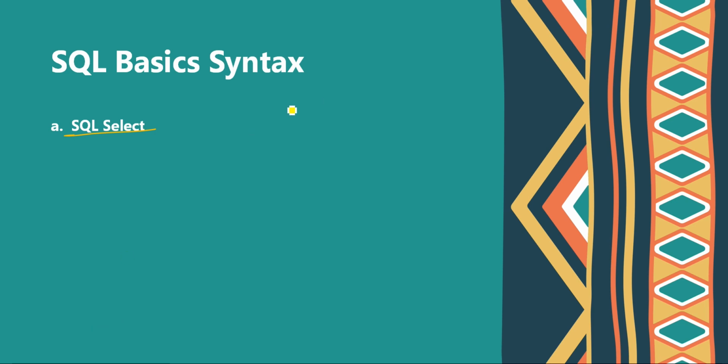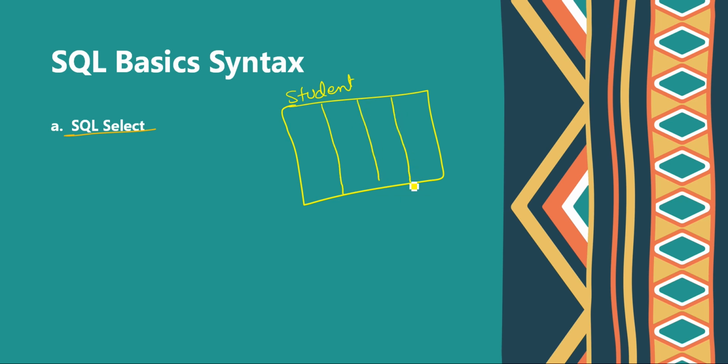So select is basically used to select the rows from tables. Let's say I have a table called student, and in this student table I have multiple columns. Using this select query, I can select all the rows and all the columns of a particular table. So if I want to select all the columns of a particular table, what syntax do I need to write?